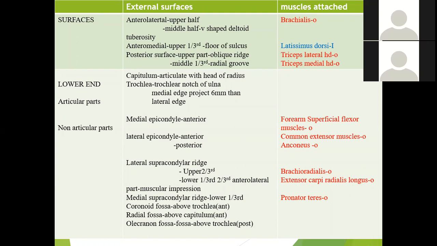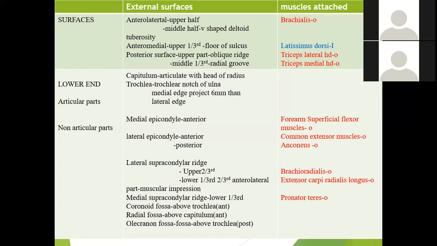Again, the posterior part of the lateral epicondyle gives origin to a separate muscle called the anconeus. Anteriorly a set of muscles originates, posteriorly a single muscle originates. The name of the muscle is anconeus, which is again an extensor muscle of the forearm. Next we are coming to the supracondylar ridges. First is the lateral supracondylar ridge, which gives attachment to two muscles. What are the two muscles? The upper two-thirds gives origin to brachioradialis, and the lower one-third gives origin to extensor carpi radialis longus. So the lateral part gives origin to two muscles.